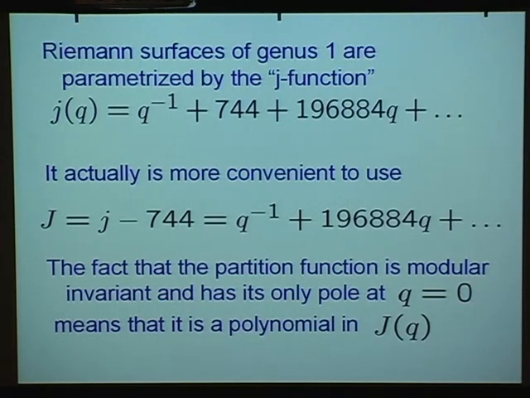But the only pole of the partition function is supposed to be at q equals 0. Because the partition function is trace of q to the h, it has a pole at q equals 0 because the ground state energy is negative, but it doesn't have any other poles because the trace converges. The Cardy formula or something gives a bound on the asymptotic growth of the states that shows that the trace converges whenever q is less than 1 in absolute value. So the only singularity is at q equals 0. q equals 0 is j equals infinity, since j is infinity when q is 0. So the partition function is a function of j that's infinity only when j is infinity. In other words, it's a polynomial in j.